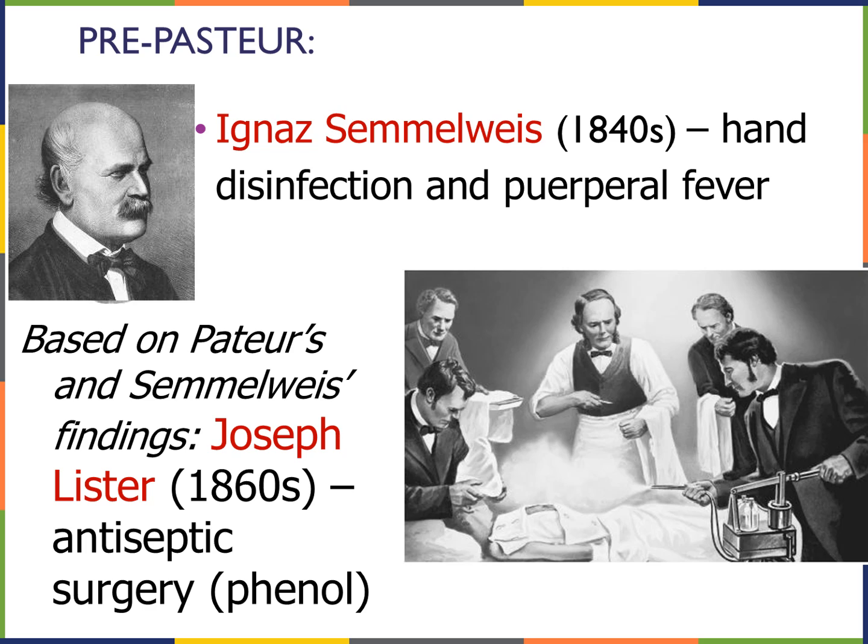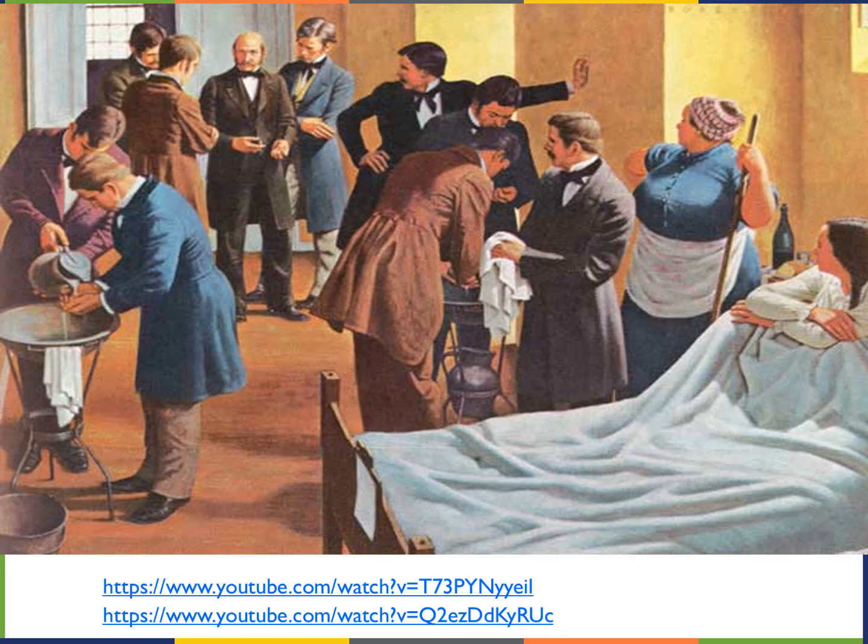So the process of simple hand washing along with dipping instruments in carbolic acid allowed people to start actually surviving some of these surgeries that usually had about a 90% death rate. So this was a little bit about some of the early cases, or a little bit of early history, of medical microbiology.